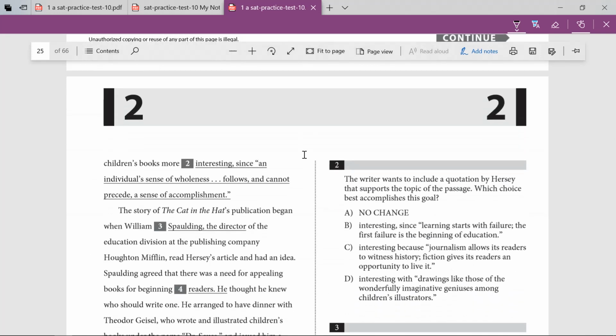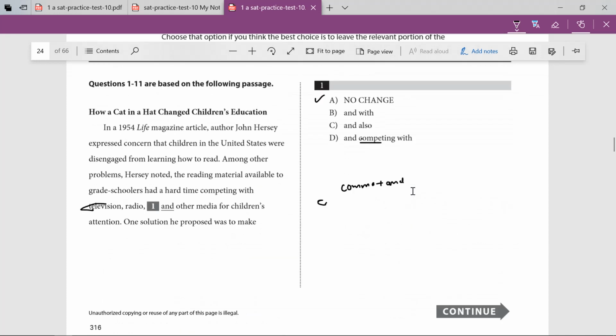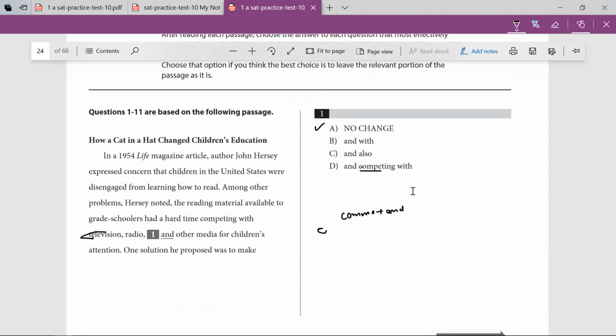The next question says the writer wants to include a quotation from this author that supports the topic of the passage. Which choice best accomplishes this task? Now, that supports the topic. Now, what is the topic? The topic is related to creating magazines. So, for this, we have to have a little understanding of the context. How a Cat in the Hat changed children's education.